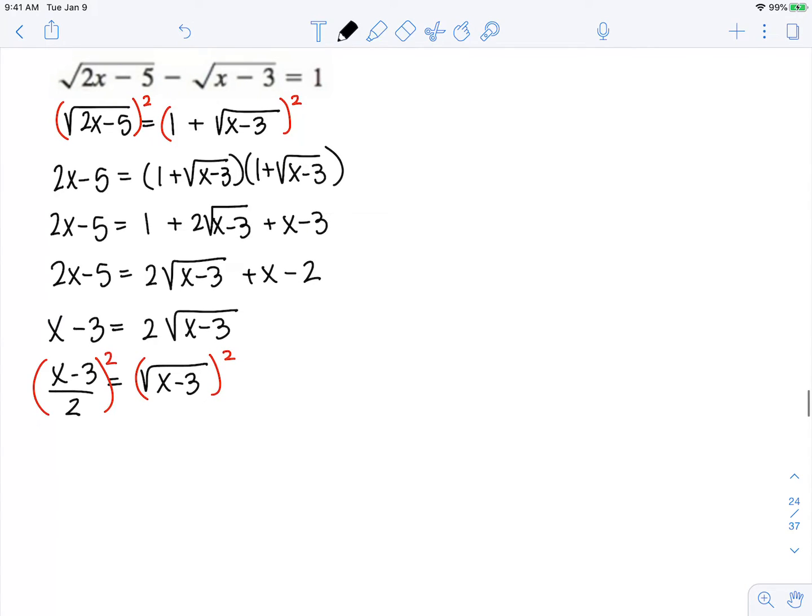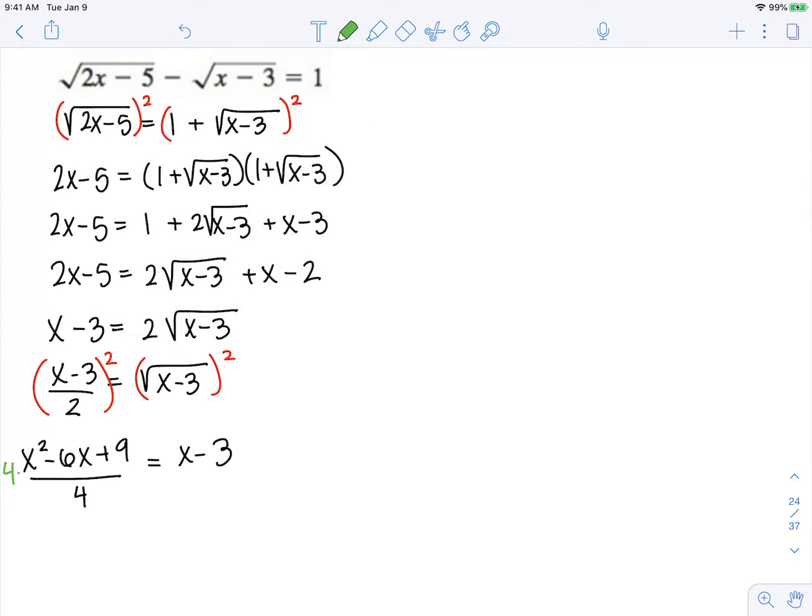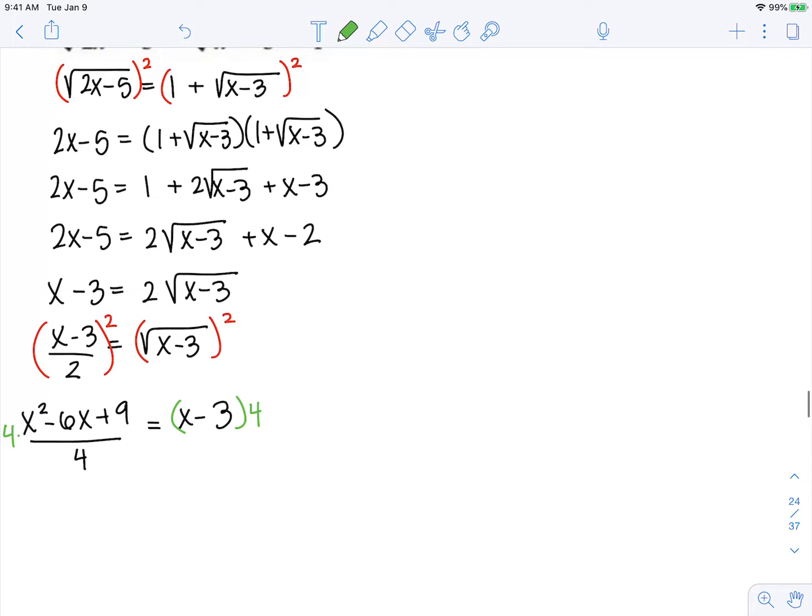So my left side's numerator becomes x squared minus 6x plus 9, and the denominator becomes 4. And this equals x minus 3. Now, in order to cancel that denominator, I'm going to multiply both sides by 4. So now I have x squared minus 6x plus 9 equals 4x minus 12.